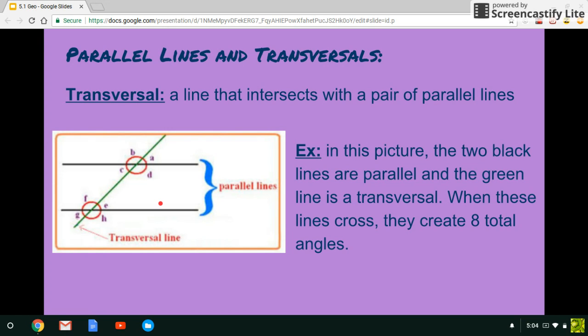And so we're going to be coming up with different ways that we can classify the angles that happen when a transversal intersects with parallel lines. And something you might hear this called is a pair of parallel lines cut by a transversal. So when this transversal line intersects these, we call that parallel lines cut by a transversal.